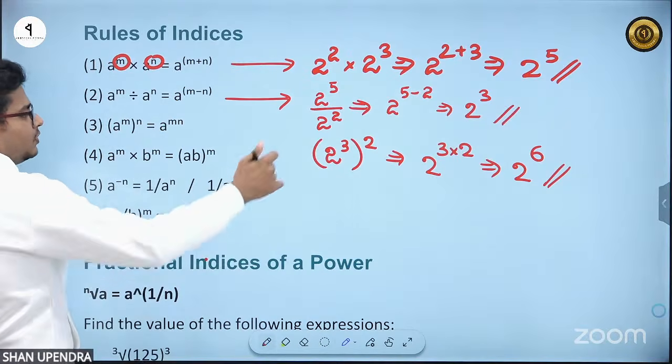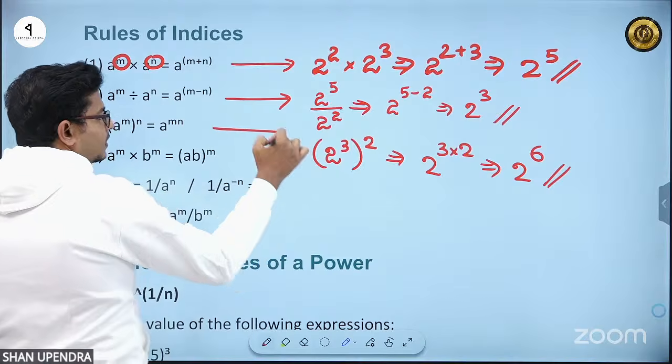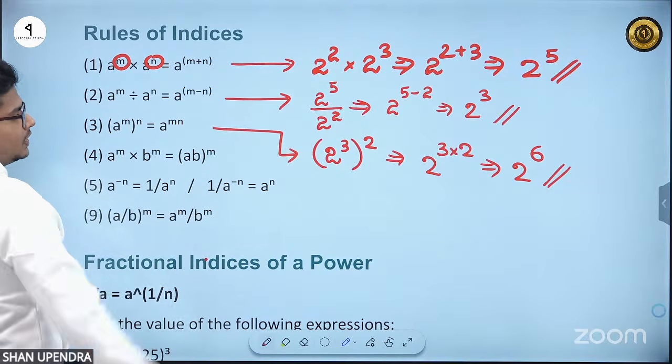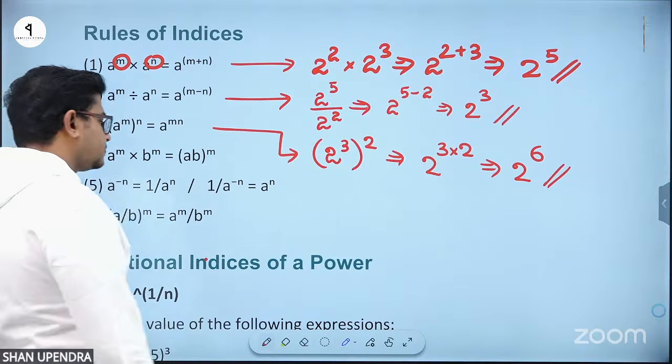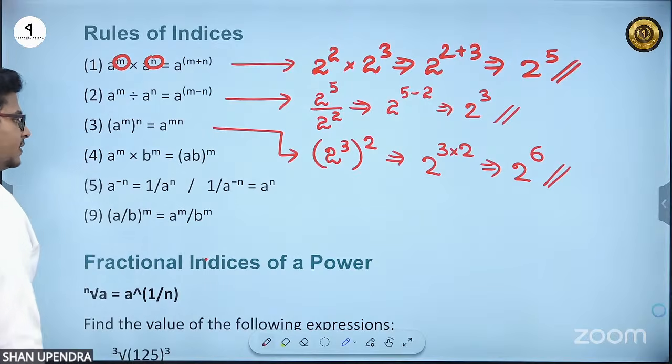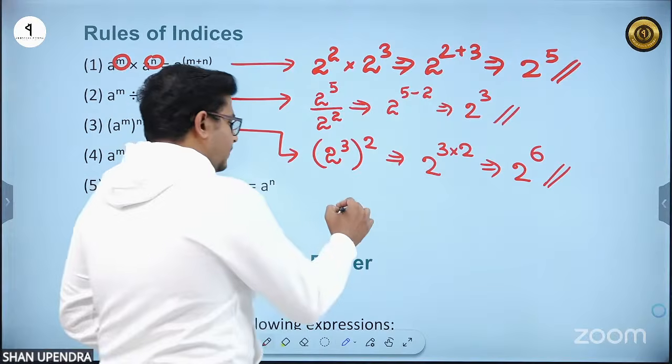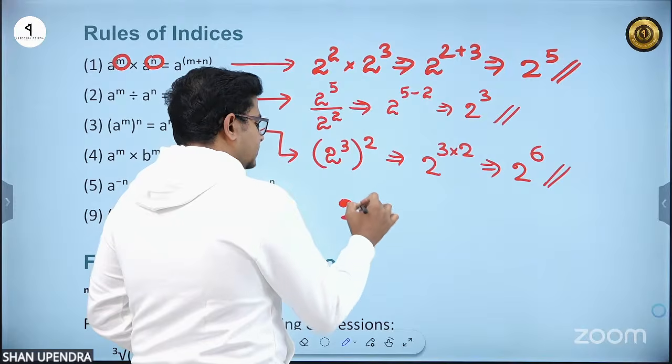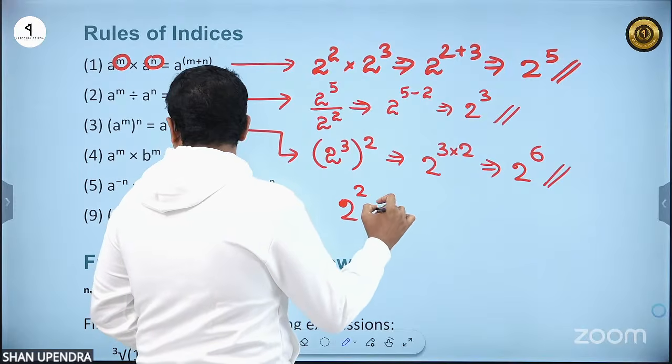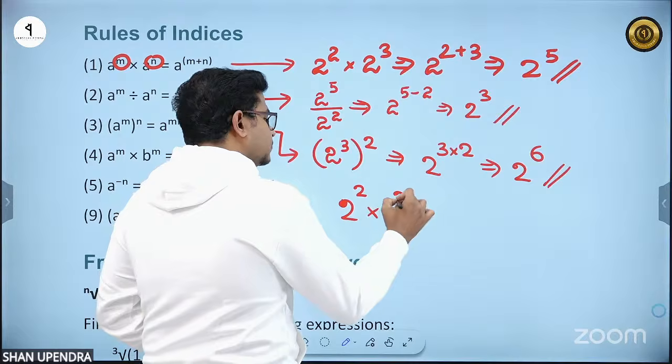So all these things are related to the same base number. Some other important things. So let's take now the same index, 2 to the power 2 into 3 to the power 2.